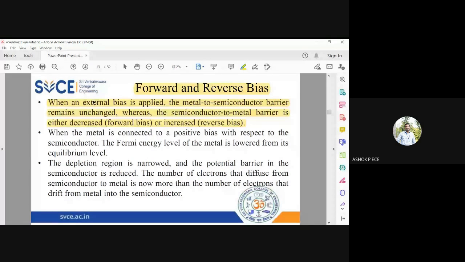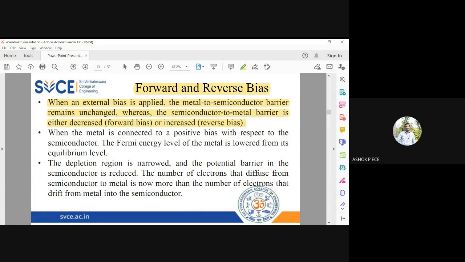See, your metals will not have any change when you apply voltage, because the valence band and the conduction band are overlapping and they have a lot of electrons. So the metal to semiconductor barrier is unaffected because metals already have a lot of free electrons. But semiconductors will react to voltage, and their functioning will depend on how much voltage you are applying. So the semiconductor to metal barrier will either be increased or decreased depending on the bias.